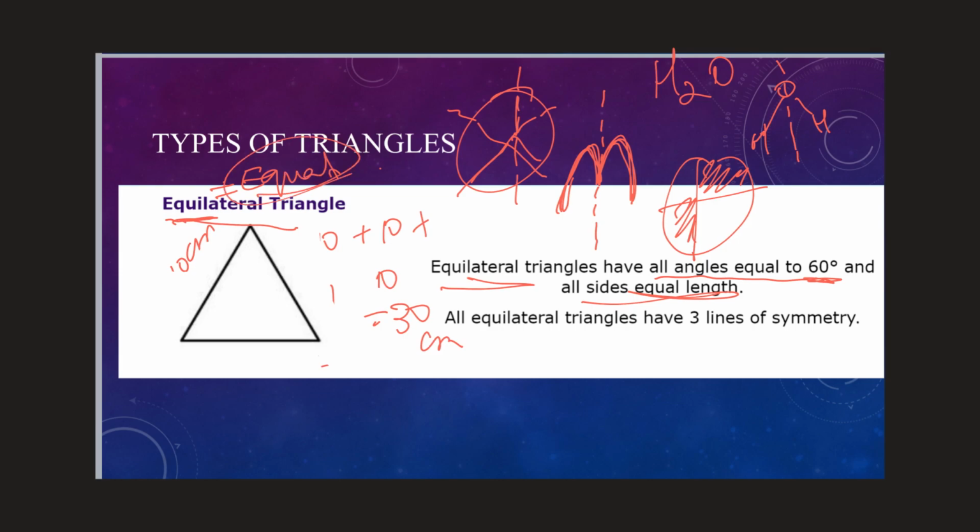So all sides are equal, equilateral triangle. Therefore, side A is equal to side B is equal to side C as well. All sides are equal, and because each side is equal, we have equal angles.